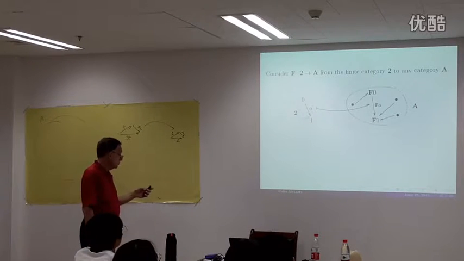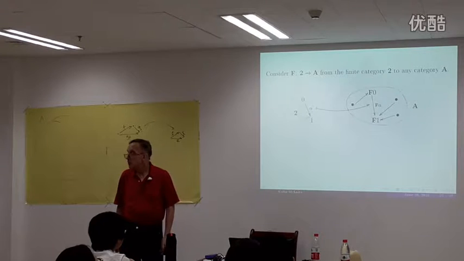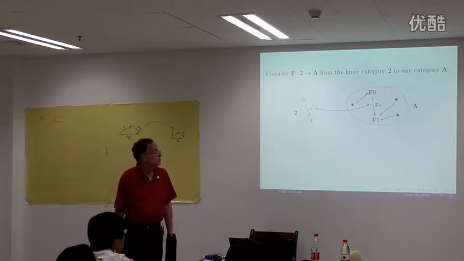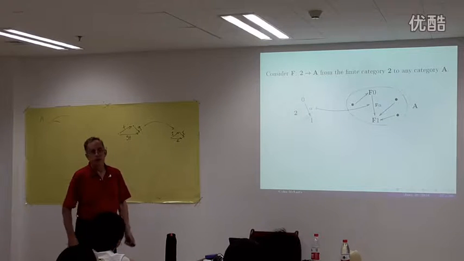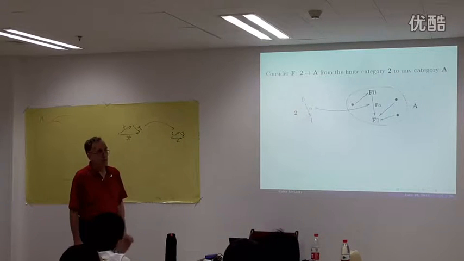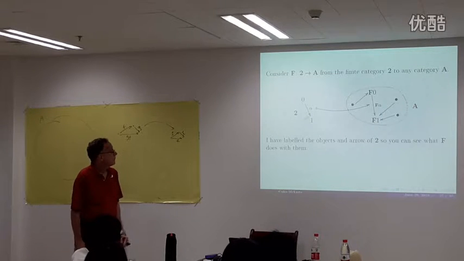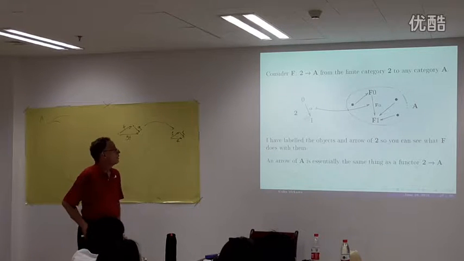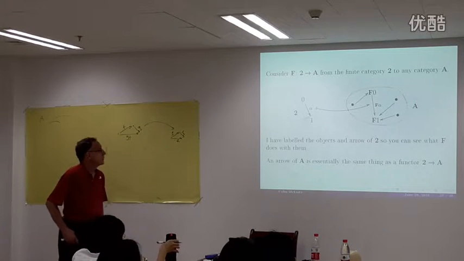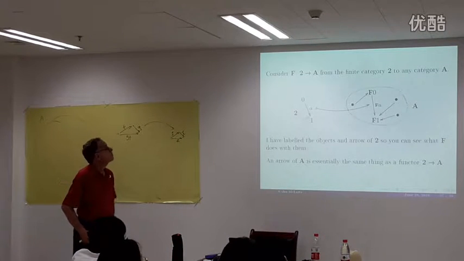A functor from 2 to any category just picks out an arrow in that category. I hope this looks simple to you, but you're also maybe thinking too simple. Why do I want functors to pick out arrows? But the idea is simple. An arrow is essentially the same thing as a functor. In Lawvere's theory of categories, arrows will be defined as functors.